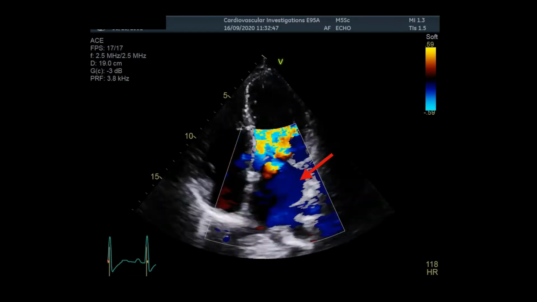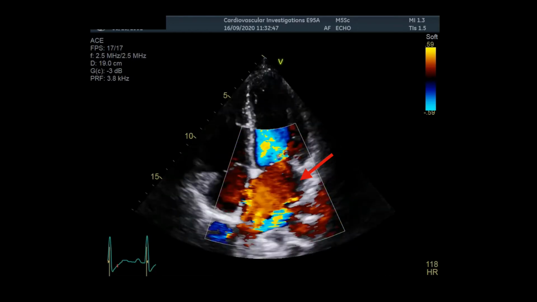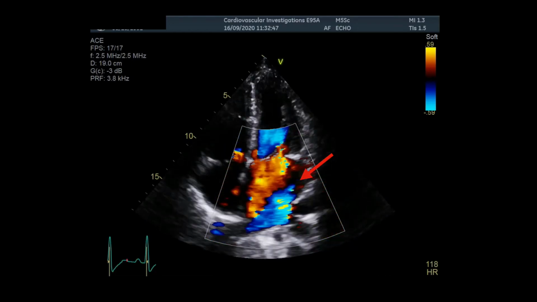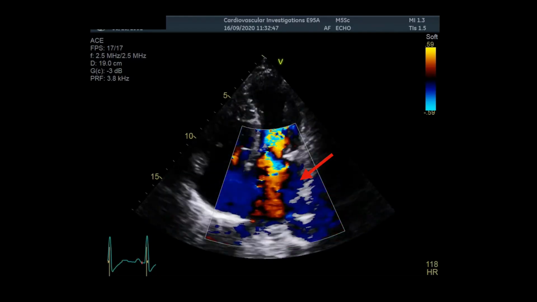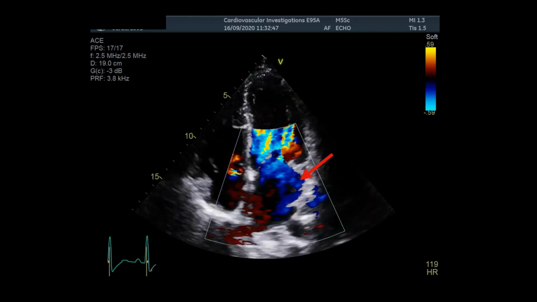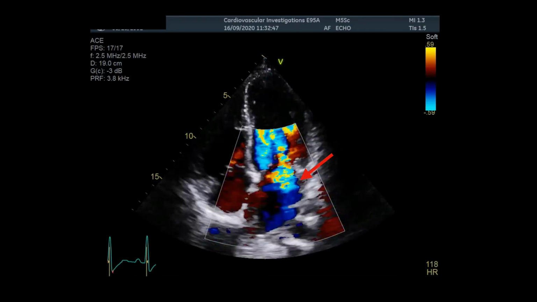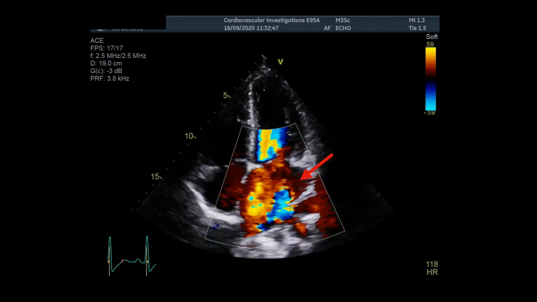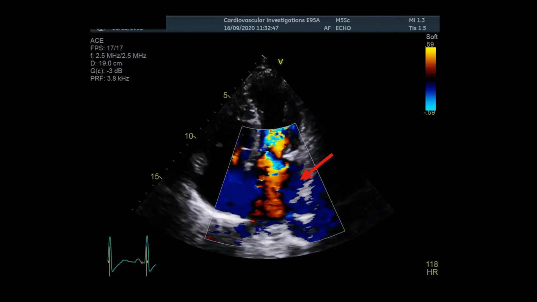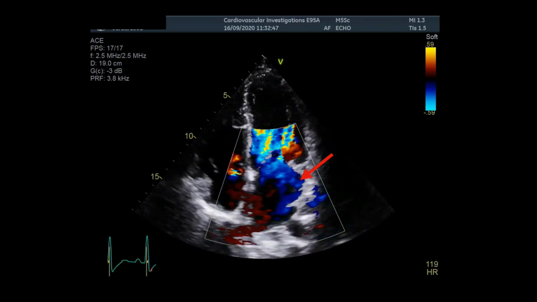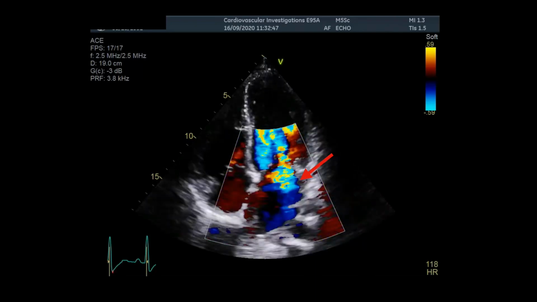Here's an example of mitral regurgitation. So again, the patient's tachycardic and it's a little bit difficult to see, but you'll see in systole there is a blue jet back into the atrium, or flowing back into the atrium during ventricular systole, which is mitral regurgitation.